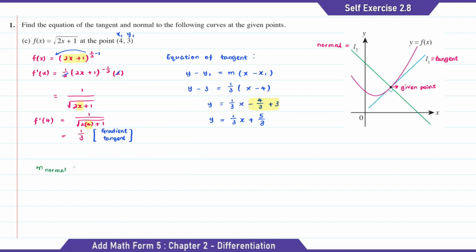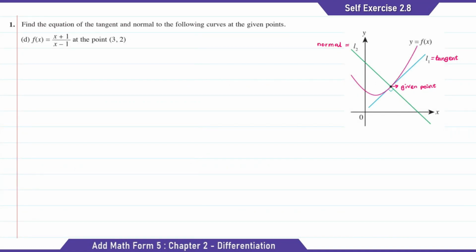Next, when the gradient of the normal is multiplied by the gradient of the tangent, the answer is equal to negative 1. Then the gradient of the normal is negative 3. Using the same formula, the equation will be y minus 3 equal to negative 3 times x minus 4. Then y equal to negative 3x plus 12 plus 3. Then y equal to negative 3x plus 15.